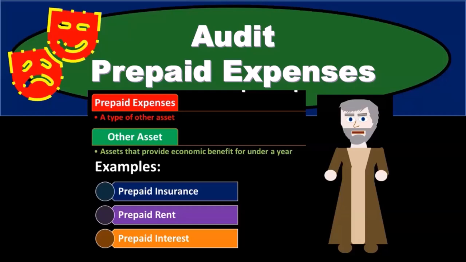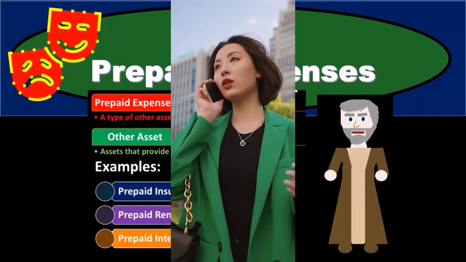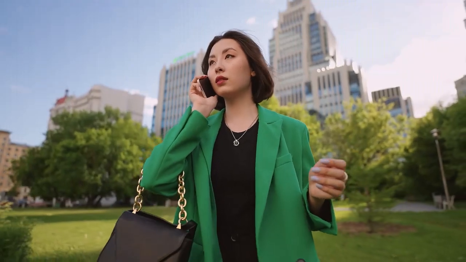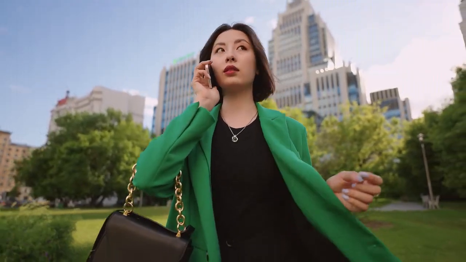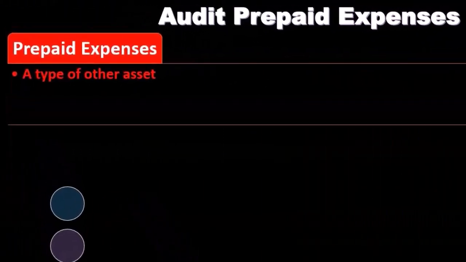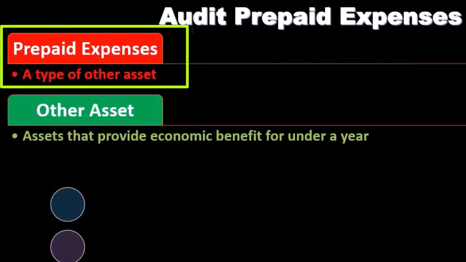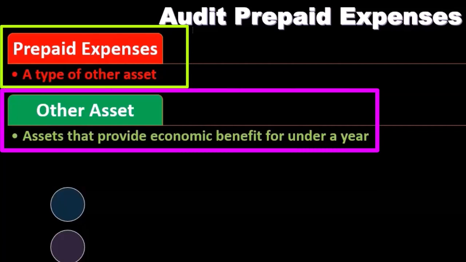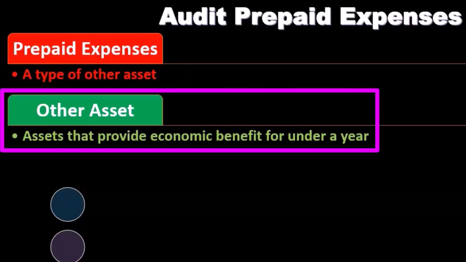In this presentation, we will discuss the audit process related to prepaid expenses. We'll start off with discussing what prepaid expenses are. Prepaid expenses are a type of other assets, which leads to the question, of course, of what are other assets? Other assets are assets that provide economic benefit under a year.